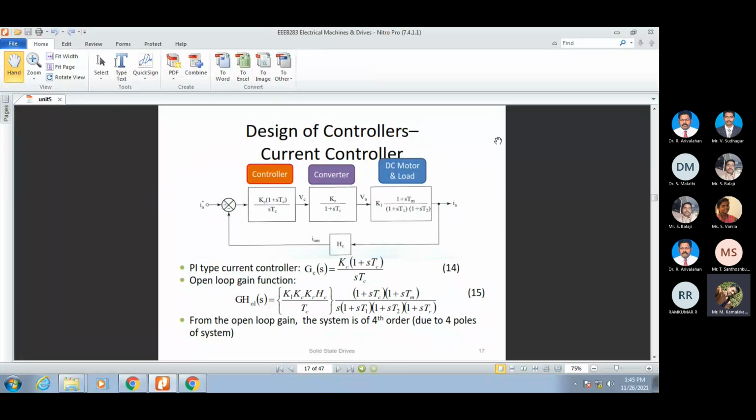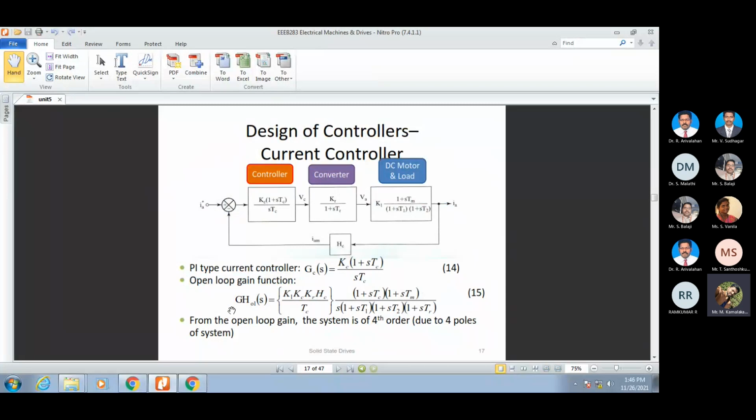We saw the relationship for alpha: alpha is equal to some constant multiplied with Vc divided by VCM. That is what we saw during the forenoon session. So what is the gain for the current controller? The gain for the current controller is represented as Kc multiplied by (1 plus S Tc) divided by S Tc, since it is a closed loop transfer function.